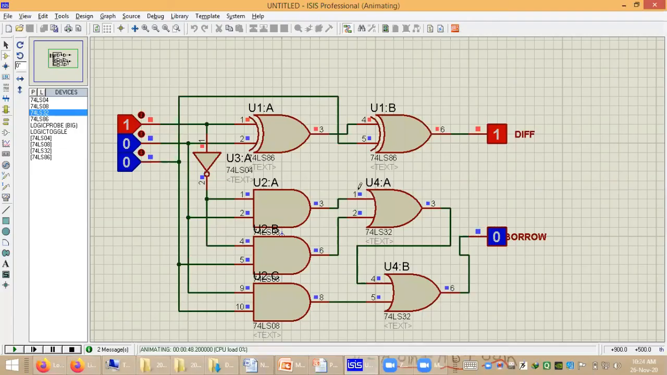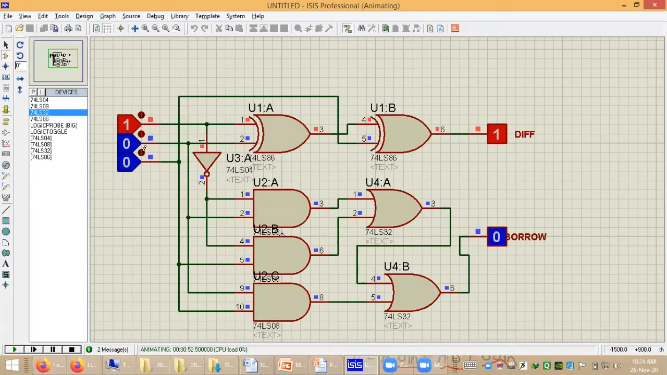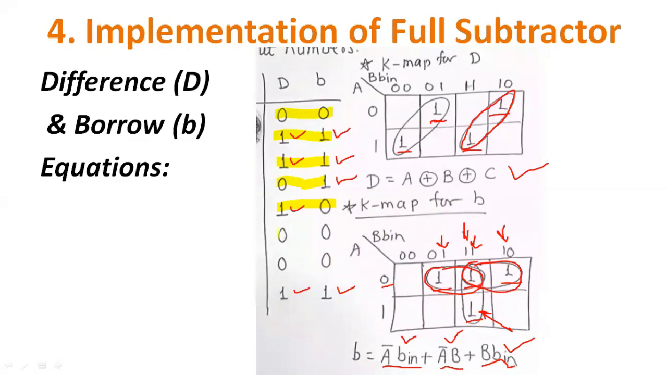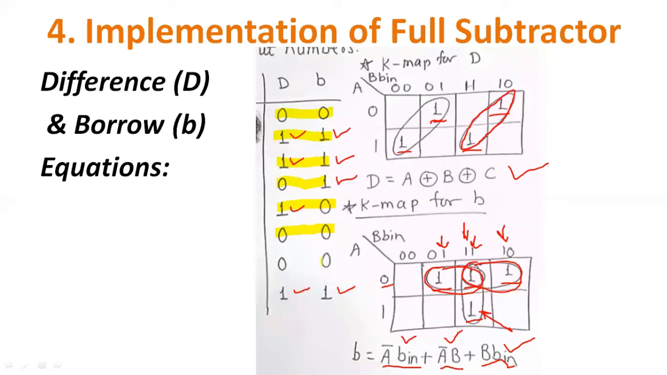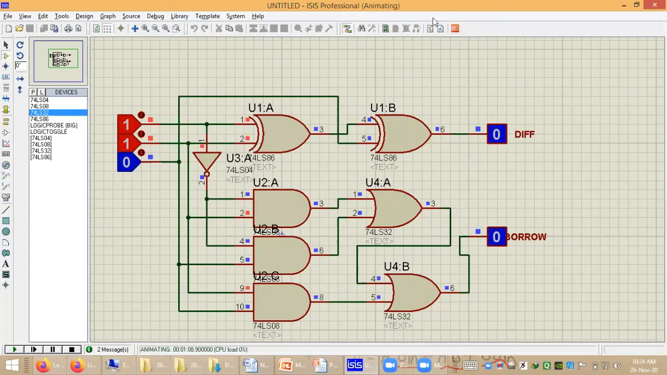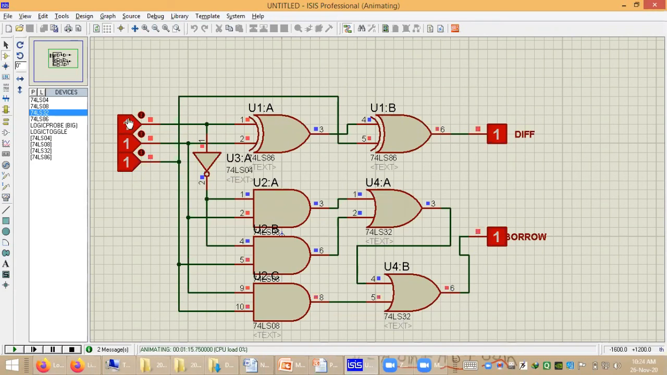Then for the fifth combination, 1 0 1, difference and borrow both are 0. And for the sixth combination, 1 1 0, difference and borrow again both are 0. And for the seventh combination, 1 1 1, difference and borrow both are 1.